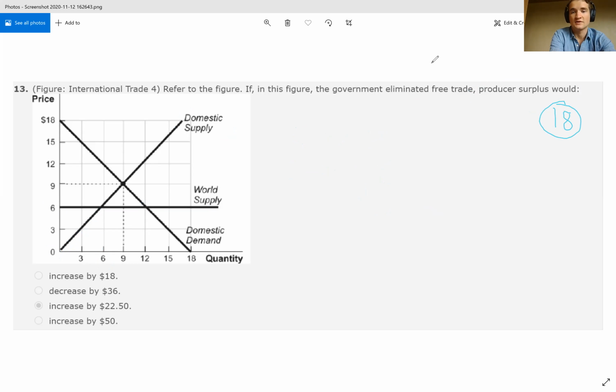Now let's take a look if the government eliminates free trade altogether, not even a tariff, like solely the domestic supplier. So that means we're going to be just where domestic supply and domestic demand intersect. So this should look really familiar. We've been doing this all semester. So that's going to be, whoop, right there is our equilibrium where our price is set. And we are interested in this area below price and above the supply curve.